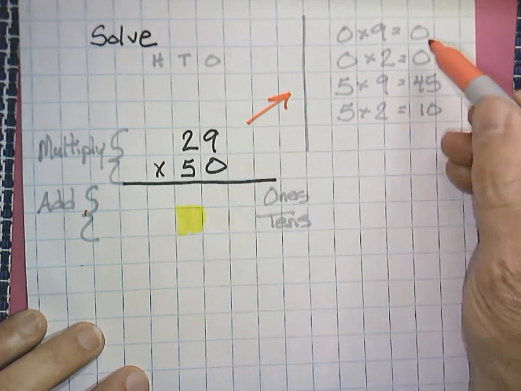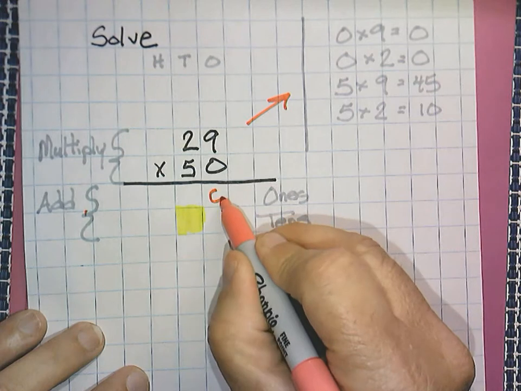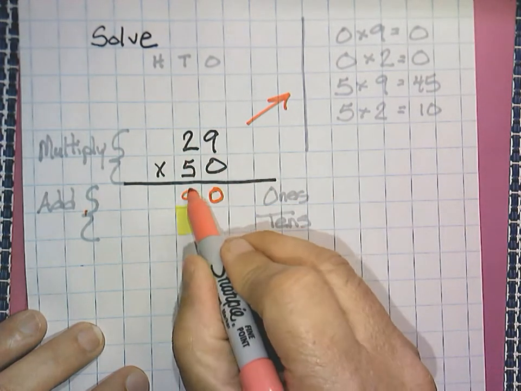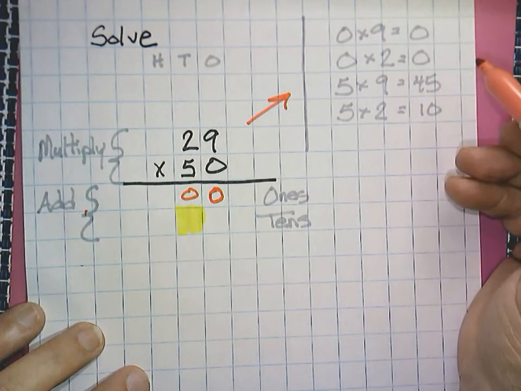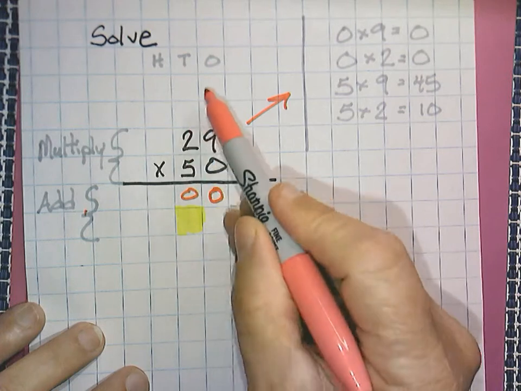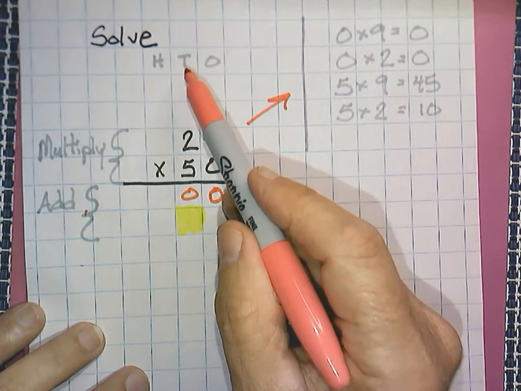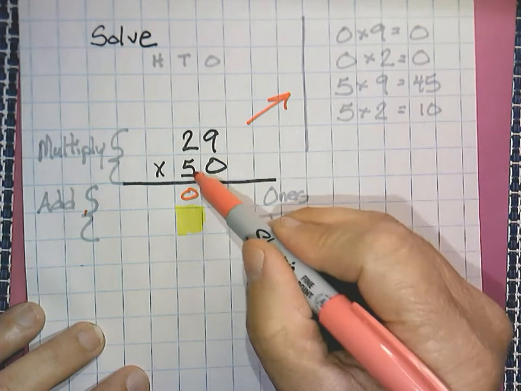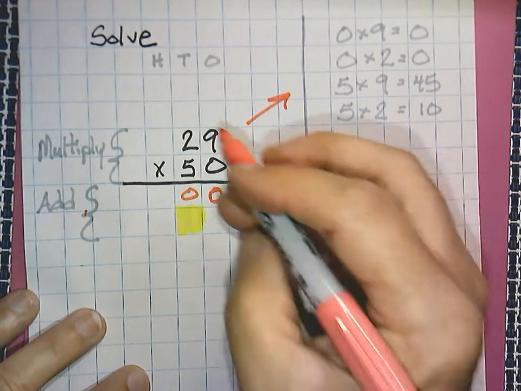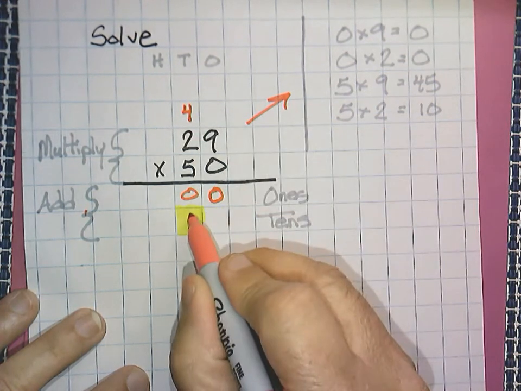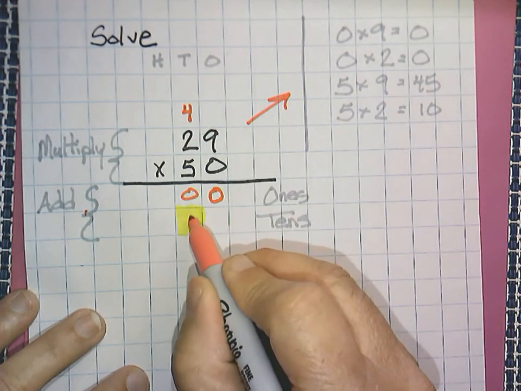0 times 9 is 0. 0 times 2 is also 0, right? That's why I love zeros. Now we're going to move to the 5. Remember that the 5 is in the tens place. 5 times 9 is 45. That's a two-digit answer, by the way, so I will have to regroup. The 5 goes here, not down here, but in your tens.